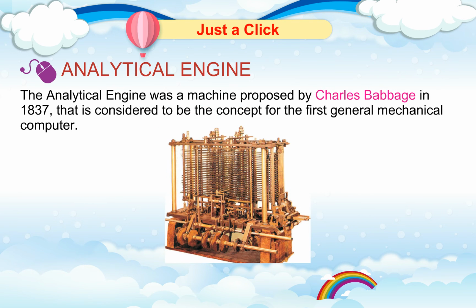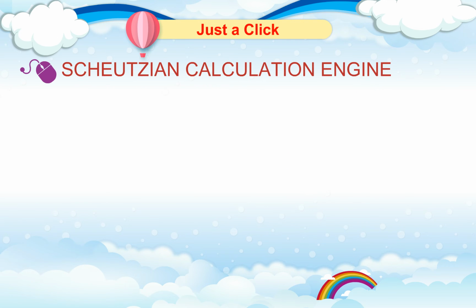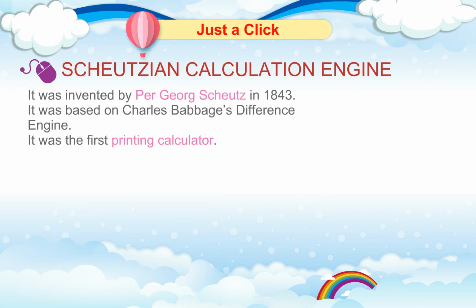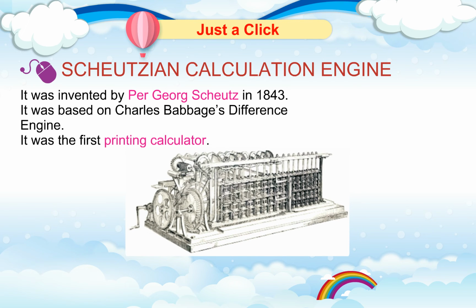Analytical engine. The analytical engine was a machine proposed by Charles Babbage in 1837 that is considered to be the concept for the first general mechanical computer. Scheutzian calculation engine. It was invented by Per Georg Scheutz in 1843. It was based on Charles Babbage's difference engine. It was the first printing calculator.